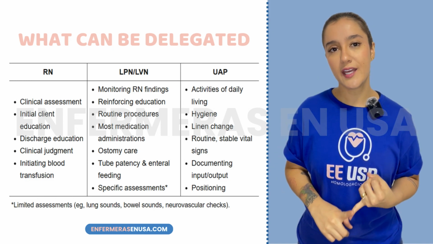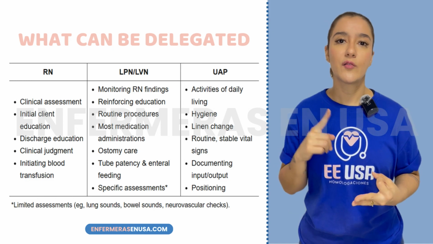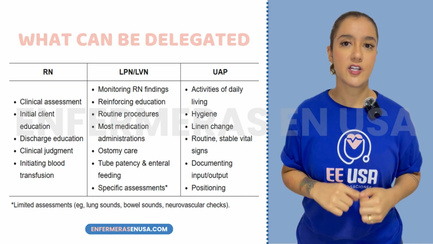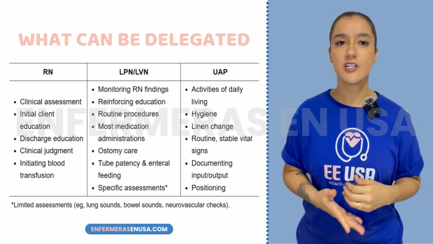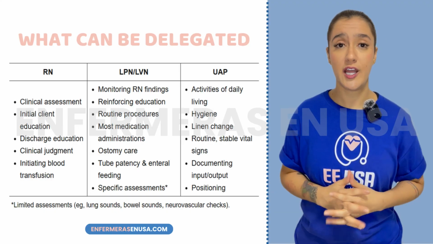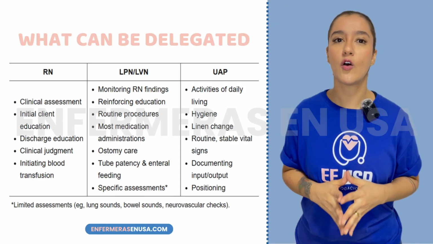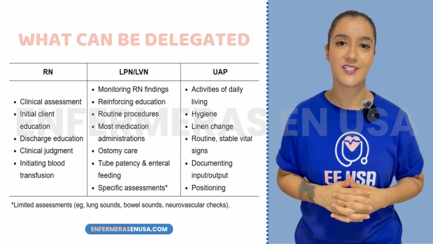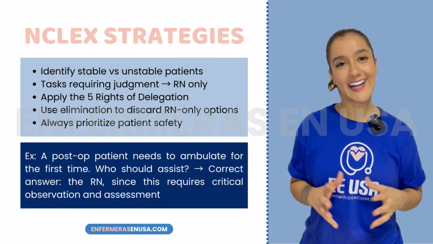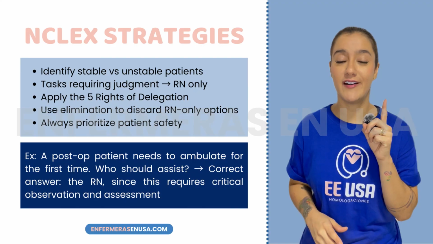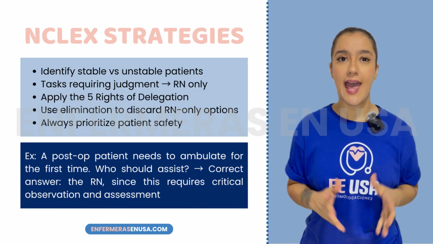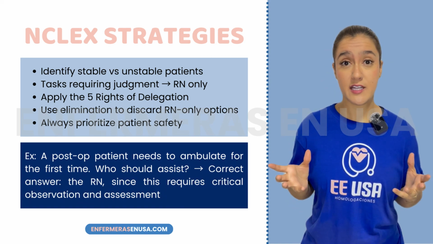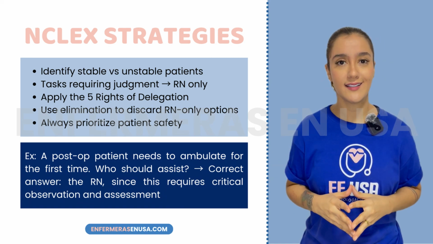Initial patient assessment, nursing care planning, critical decision making or changes in the plan of care, initial patient and family education, managing an unstable patient or those with acute changes, and finally, administration of IV medications in clinical situations, depending on the state regulations. When answering NCLEX delegation questions, first, identify stability. Ask yourself if the patient is stable or unstable. If unstable, the task cannot be delegated.